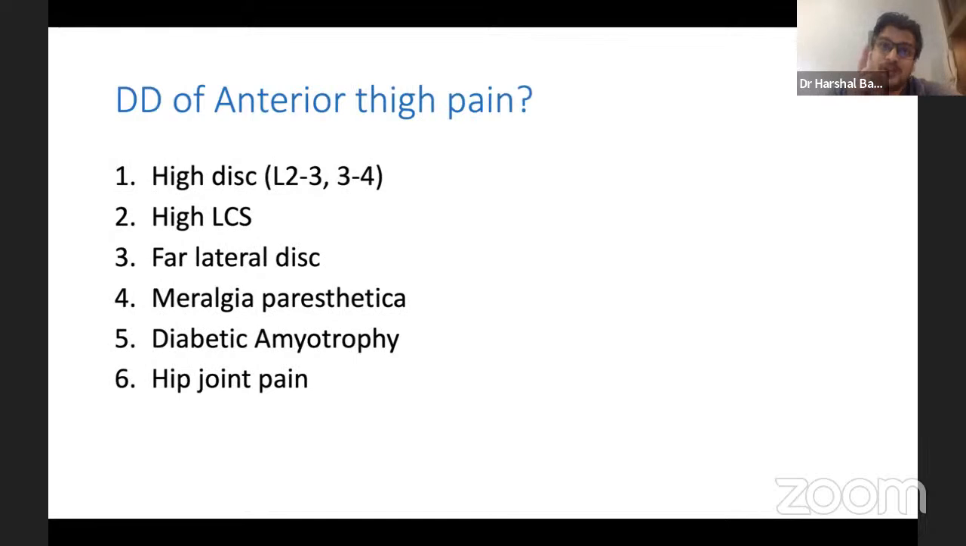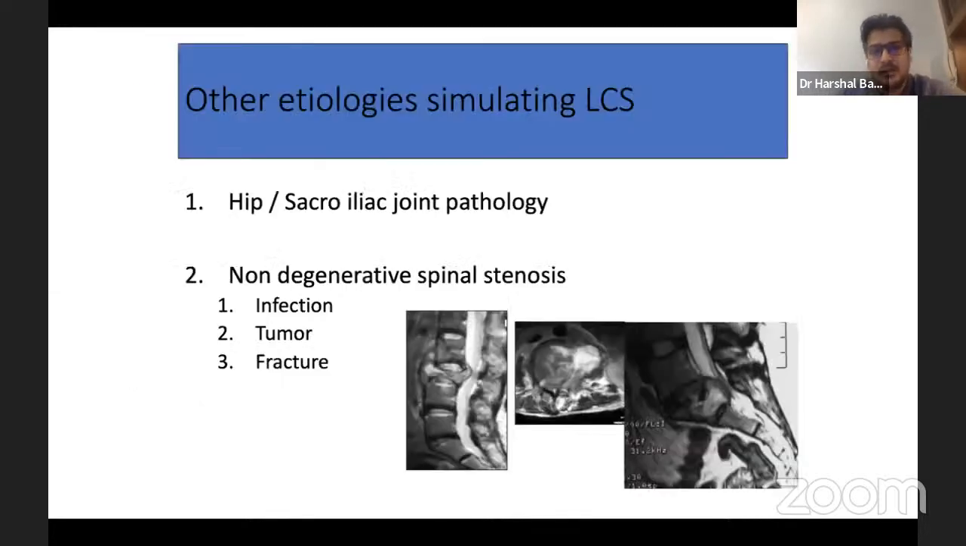It is important to know that you should look for a high disc, a high-level LCS, far lateral discs at lower levels, some meralgia-like phenomena, peripheral neuropathies, and also hip joint pathologies. These are certain etiologies which mimic LCS, so these are all red herring signs. Always look out for hip and sacroiliac joint, always assess them. It's important to always suspect infections, tumors, and fractures, because these are also common in these age groups.